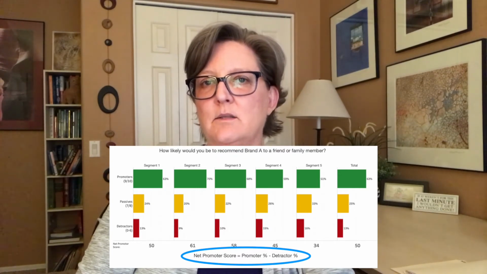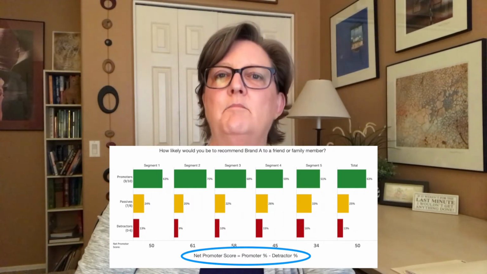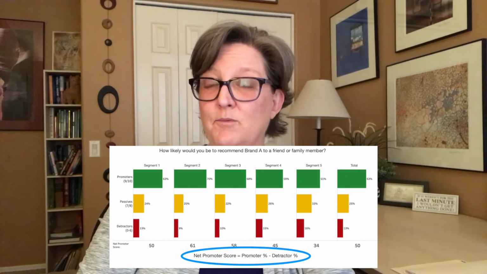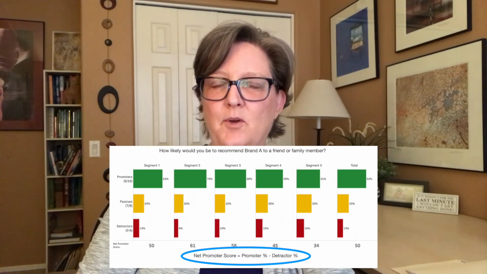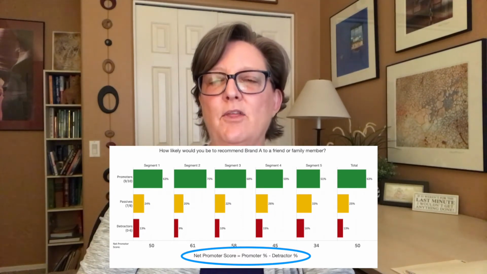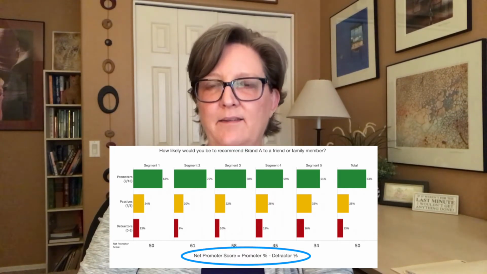And what you've got is the percentage of people who are saying amazing things about you every chance they get, minus the percentage of people who are talking about you and maybe not in a positive way. That's how you calculate Net Promoter Score. And you can see the impact for segment 5 of having 33%, a third of the people in that segment, being passive.